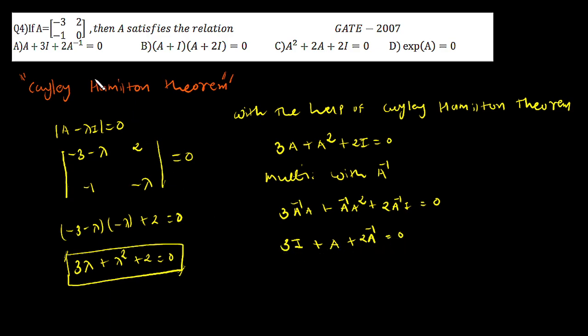So now look at option A. Option A is exactly the same as this one. So option A has the correct relationship which this matrix A satisfies. So option A is the correct answer for this question. Okay, now let's solve question number 5.